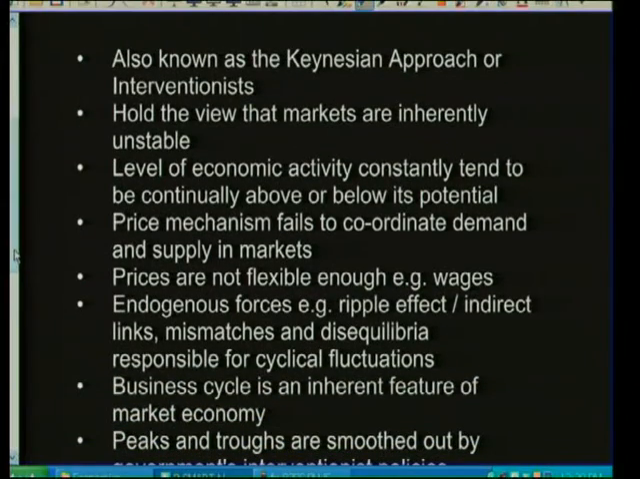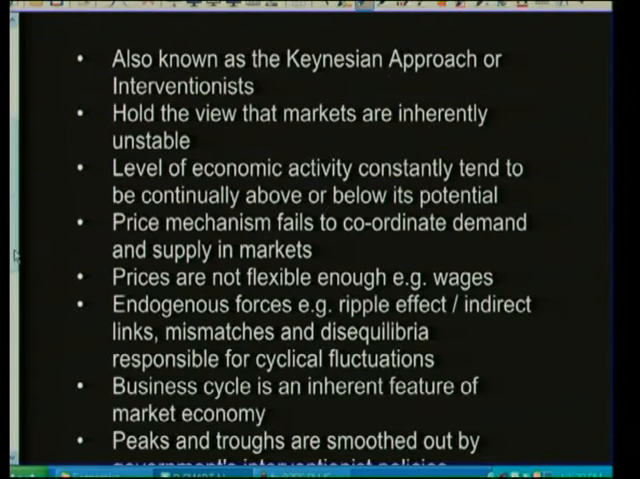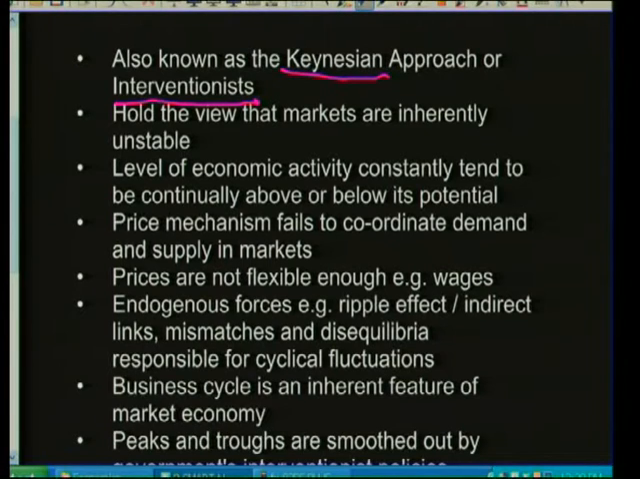So this is the suggested memo. Also known, in other words, when we talk about the endogenous approach, that means it's also known as the Keynesian approach or the interventionists. Those are the people who believe that the economy cannot function on its own. It does need some form of intervention from the government to control the economy and to try and keep the business cycle as even as possible.